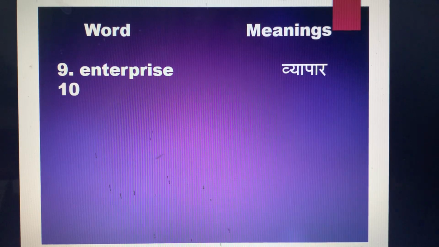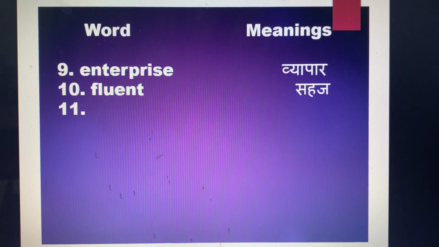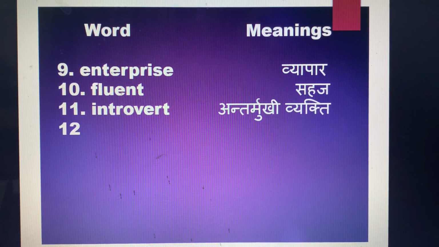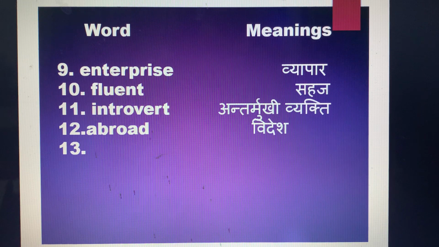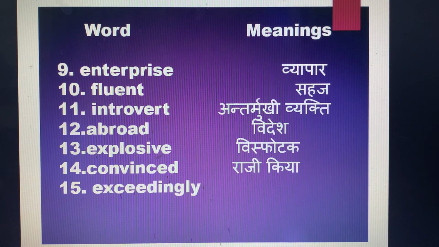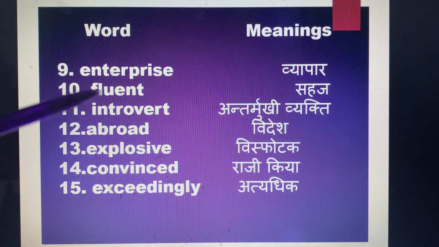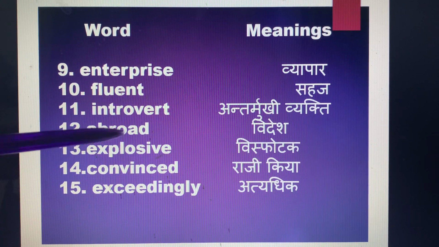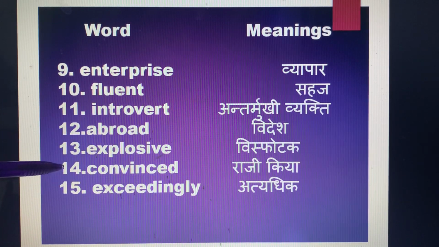Number 9 is enterprise. Enterprise means vyapar. किसी चीज का व्यापार करना, business करना. Fluent, सहज, smooth, gracefully, easily. I can speak English fluently, fluent. Introvert means अंतर्मुखी व्यक्ति, जो अपने आप में ही मस्त रहता है, मीन्स किसी से कुछ शेयर नहीं करता, शाय. Then it is abroad. Abroad means विदेश. Explosive means विस्फोटक, ब्लास्ट. Convince means राजी किया. I convinced my parents for the marriage. राजी किया. Exceedingly means अत्यधिक, बहुत ज़्यादा, बेहद.